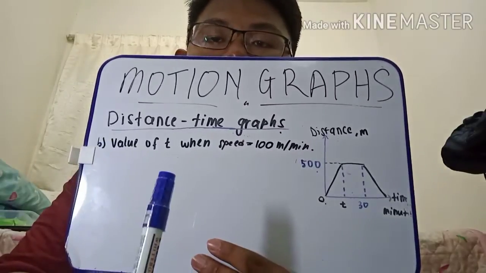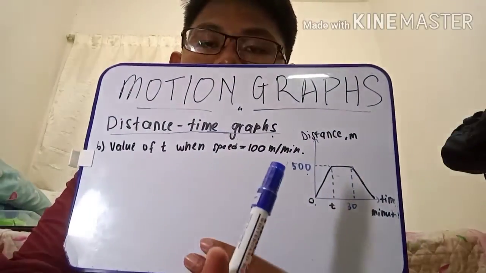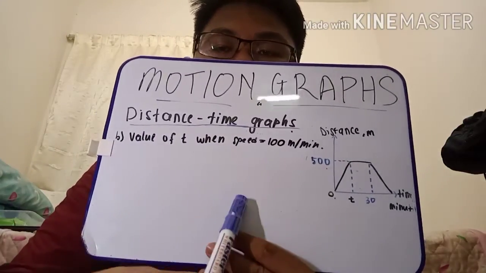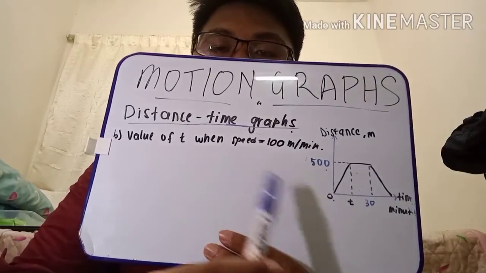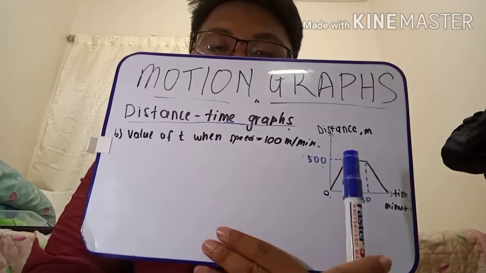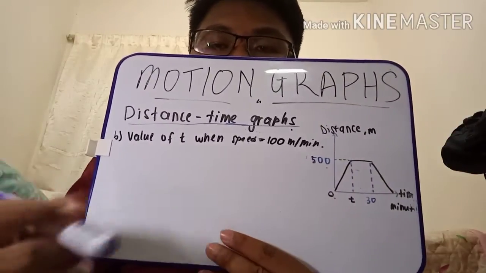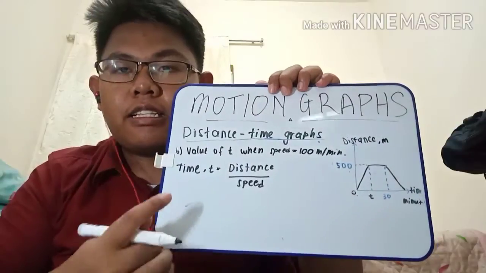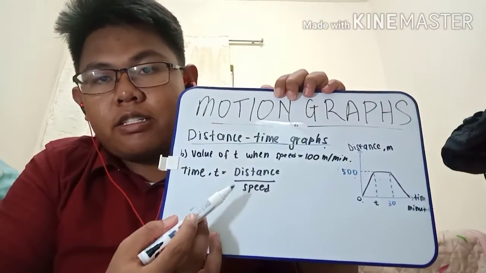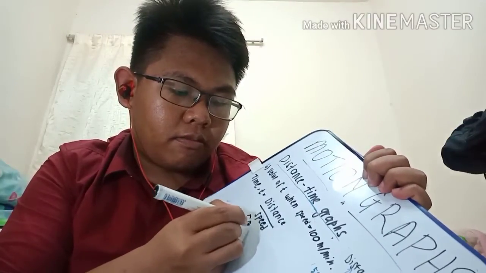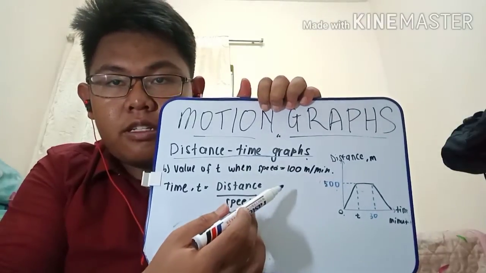We need to find the value of t, which is time, when speed is 100 meters per minute. So we get speed, we get time, and also we get distance. The t consists only of this part, this upward gradient. So we don't mind this other part, we just focus on this part. With the tip before, in order to find time t, we need to divide distance and speed. We get distance over here, 500, so we put 500 here. And then our speed is 100 meters per minute, so let's put 100 here.